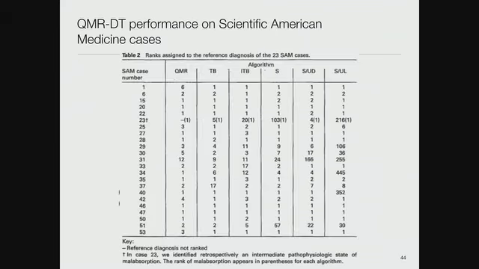And I'll just show you the results. So they took a bunch of Scientific American Medicine cases and said, what are the ranks assigned to the reference diagnoses of these 23 cases? And you see that, like in case number 1, QMR ranked the correct solution as number 6, but their two methods, TB and iterative TB, ranked it as number 1. And then these are attempts to do a kind of ablation analysis to see how well the program works if you take away various of its clever features.